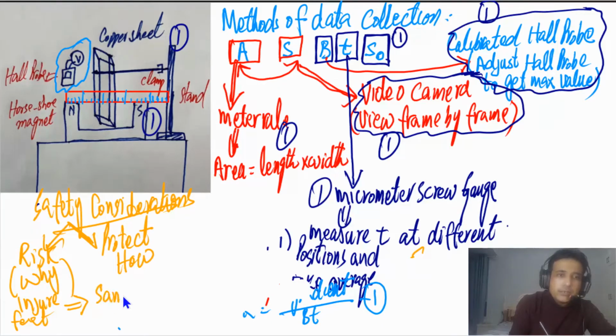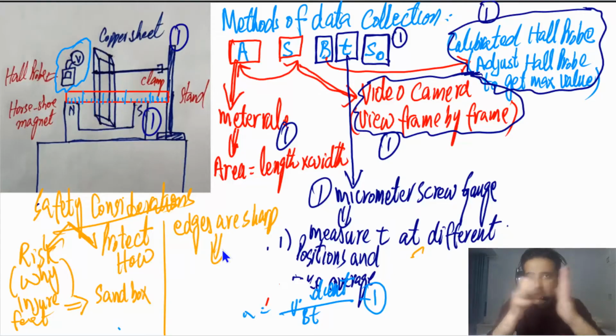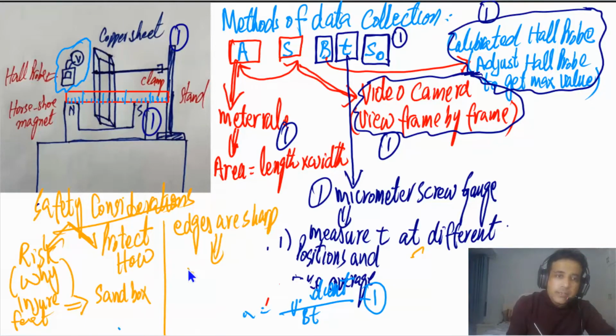Second way, edges are sharp because the thickness is very small. So we can say edges are sharp. So how can we protect ourselves? Because every time you have to change the plate. So how can you protect? It's better if you wear gloves. Wear safety gloves, protective gloves. So simply you can say safety gloves are protective gloves. So this is how you can write it.